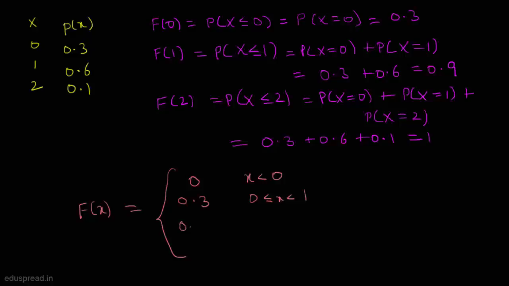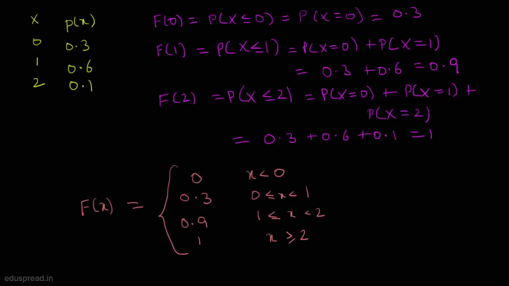F(x) is equal to 0.9 when x is between 1 and 2, right? Because F of 1 is equal to 0.9. So that's why I've put an equal to sign here and not here. And F(x) is equal to 1 when x is greater than or equal to 2. Because the value of F of 2 is equal to 1, and if you calculate the value of F of 3, it will also be equal to 1, and same goes for F of 4, F of 5, F of 6. So we can summarize everything and write in this table in this manner.